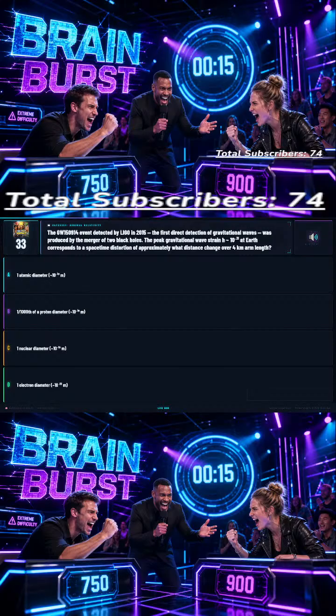Option A, 1 atomic diameter, 10 to the minus 10 m. Option B, 1/1000th of a proton diameter, 10 to the minus 18 m. Option C, 1 nuclear diameter, 10 to the minus 15 m. Option D, 1 electron diameter, 10 to the minus 18 m.